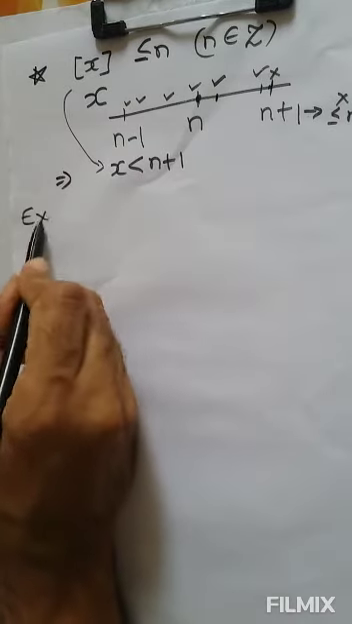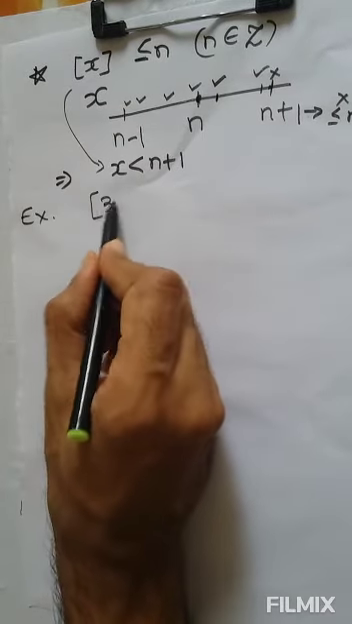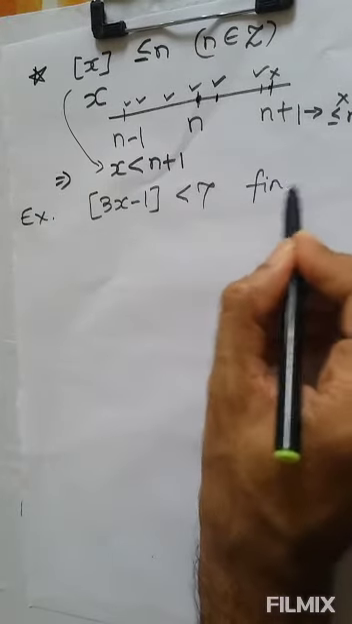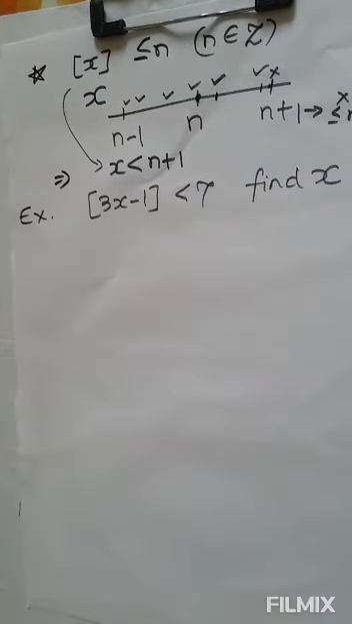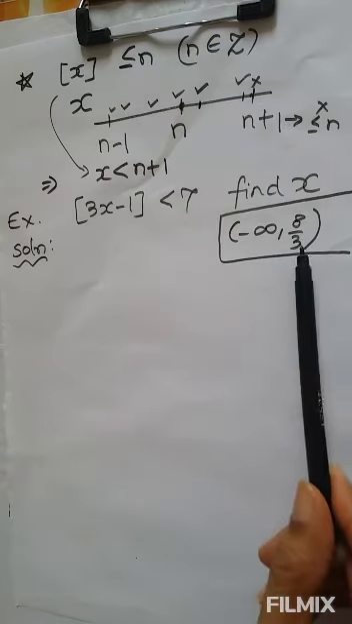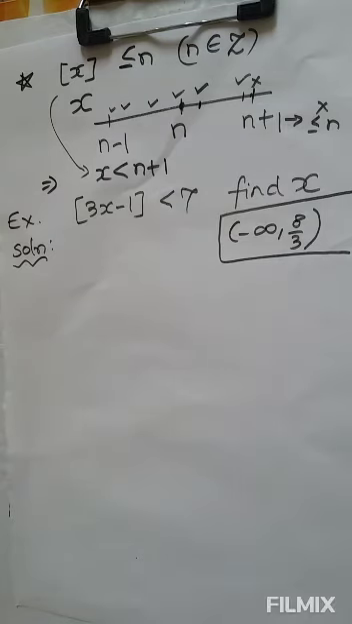Now let's take an example. Greatest integer of 3x minus 1 lesser than 7. What is x? Just try. For those who tried, they can check the answer for verification. Now we will solve it.